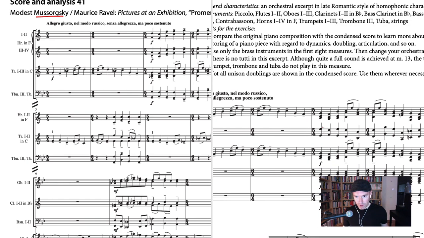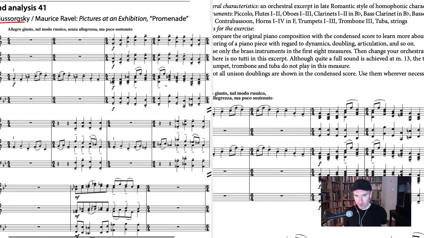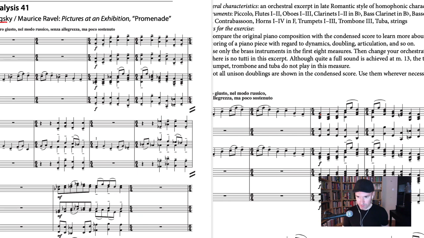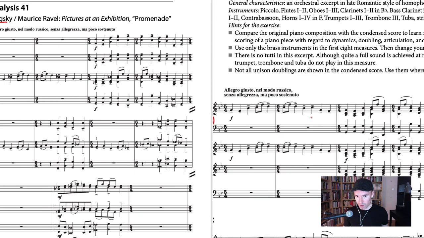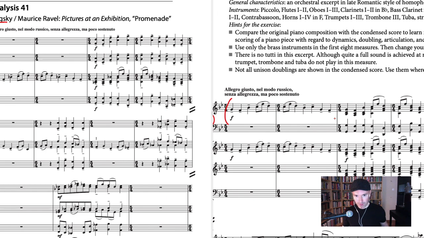And that was another question, the articulation. I often get questions, but the articulation is in the piano score. Are we allowed to change it? Yes, sometimes you have to change it. Let's take a look at what Ravel did here. Mussorgsky wrote the melodic line. Let's listen to the piano part. There's a melody, a two-measure melody. Then we hear the same melody harmonized in choral style.